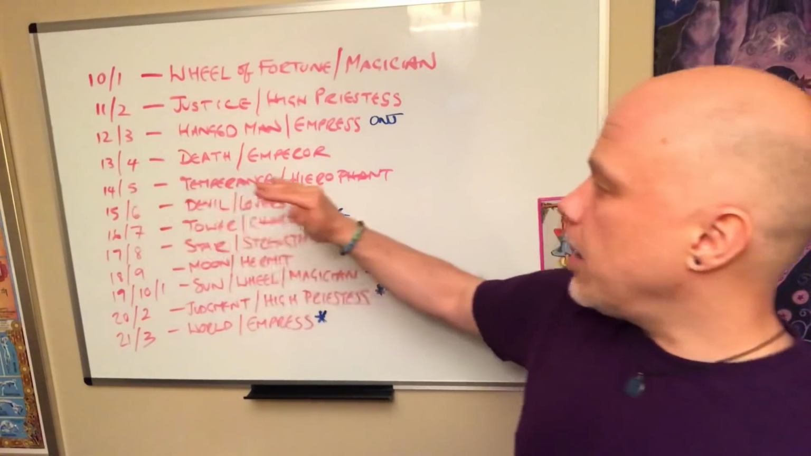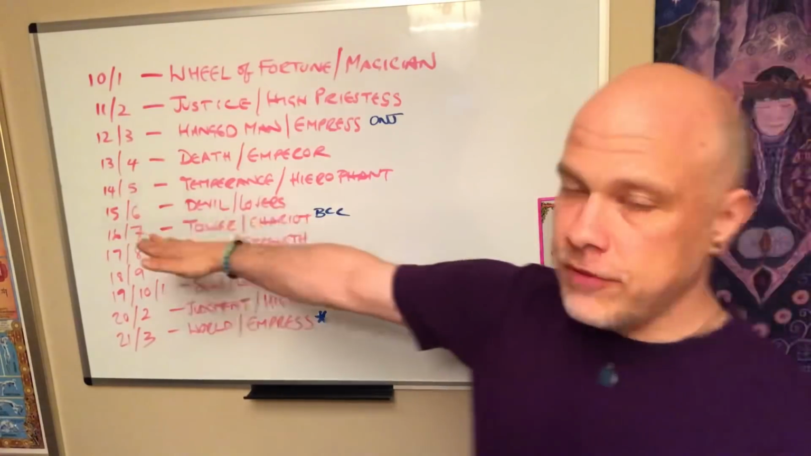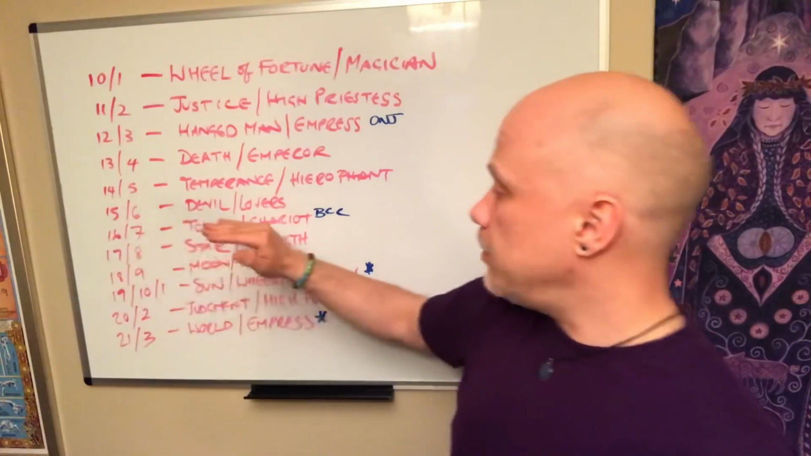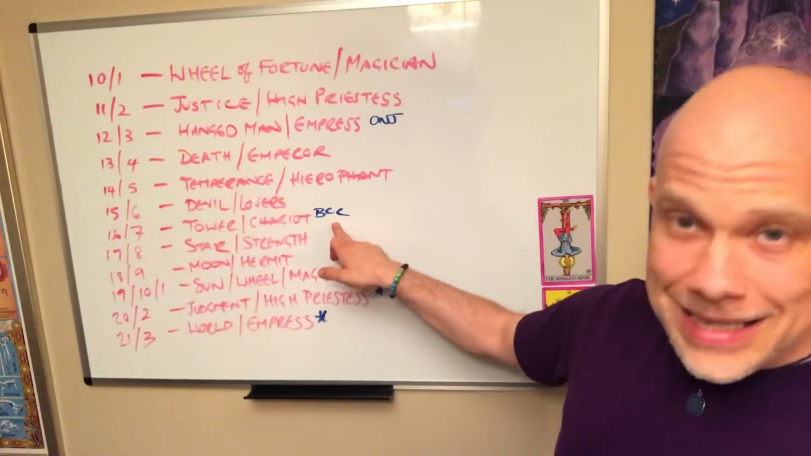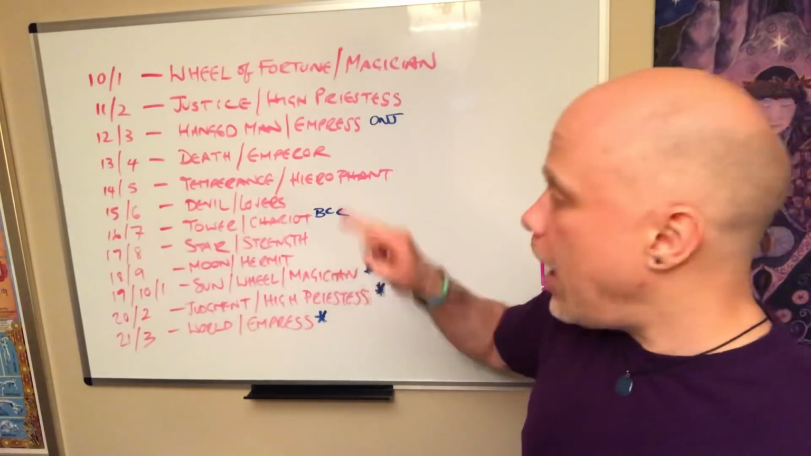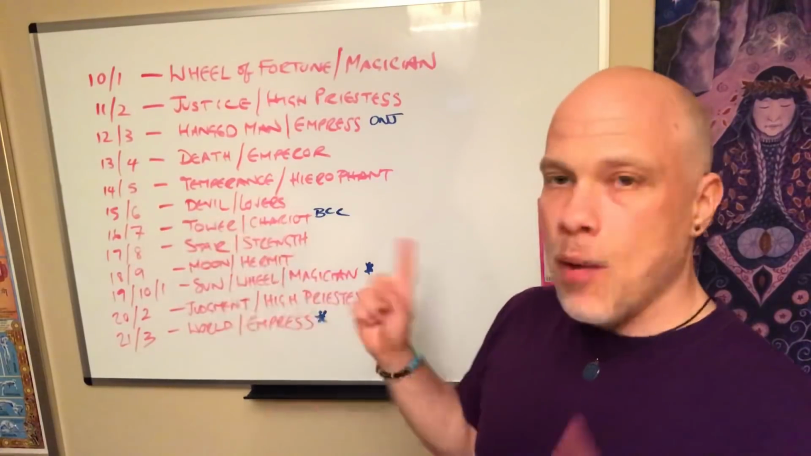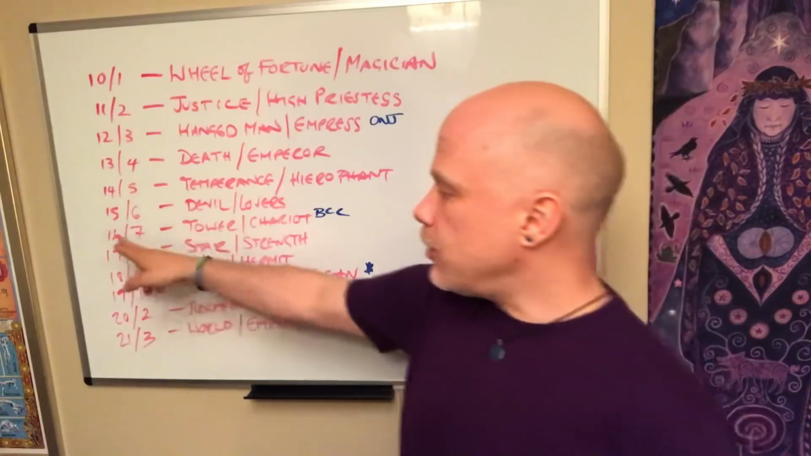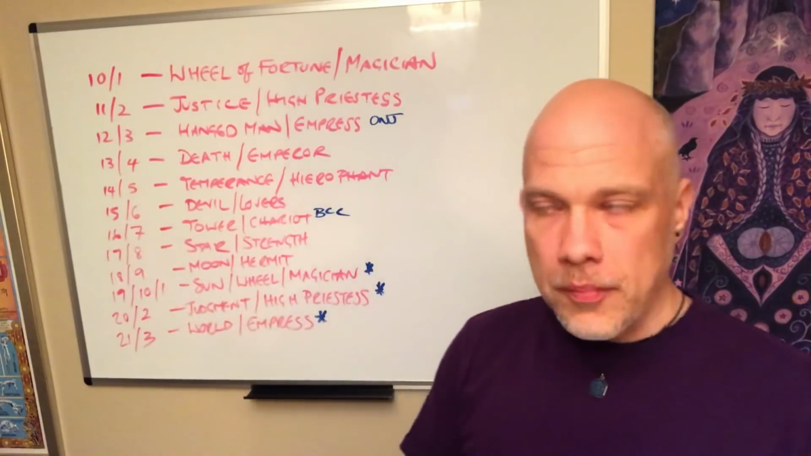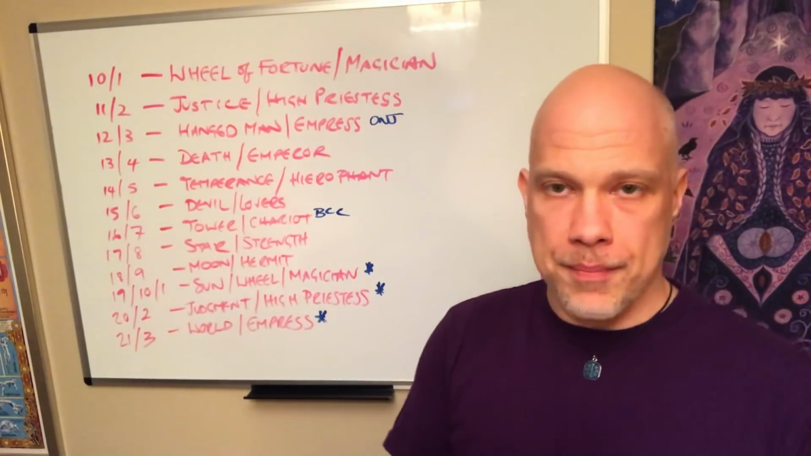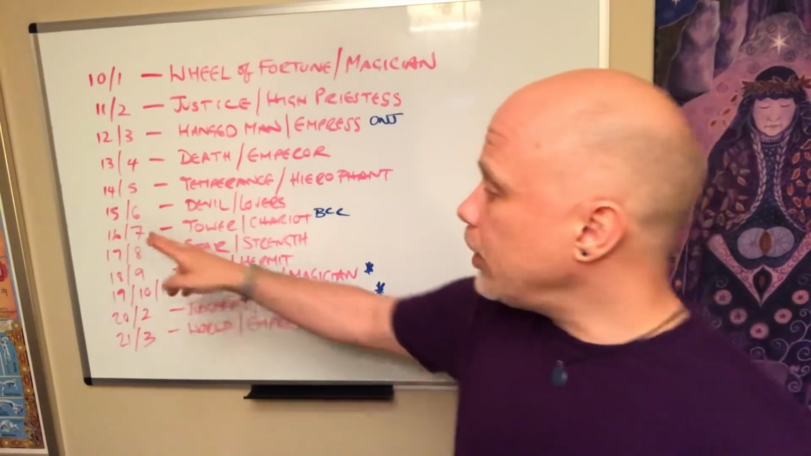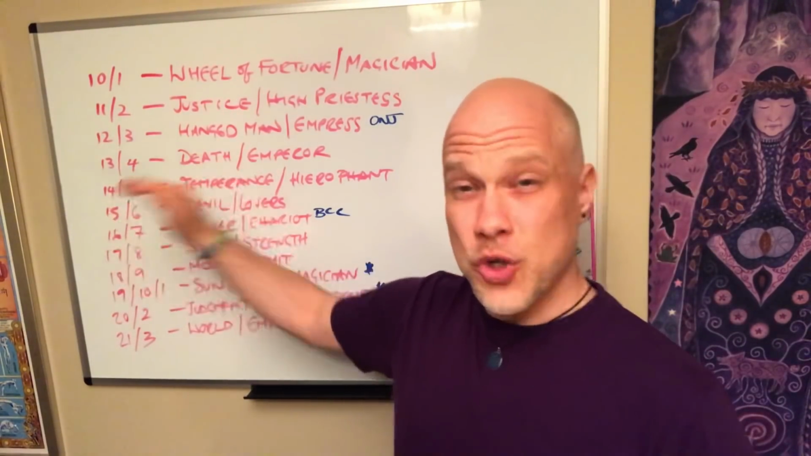14 reducing to 5 becomes Temperance and the Hierophant. 15 reducing to 6 becomes the Devil and the Lovers. 16 reducing to 7 becomes the Tower and the Chariot. And this little BCC there gives you the clue that I am in that pairing. Now, when I use this method, which is the tarot school method, I get to a 16 and then a 7. If I use the other method, which is Mary Greer's tarot constellations method, I don't get a 16 in my calculation, I go straight to 7.